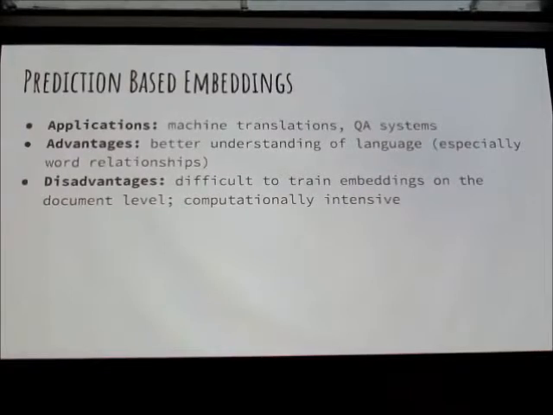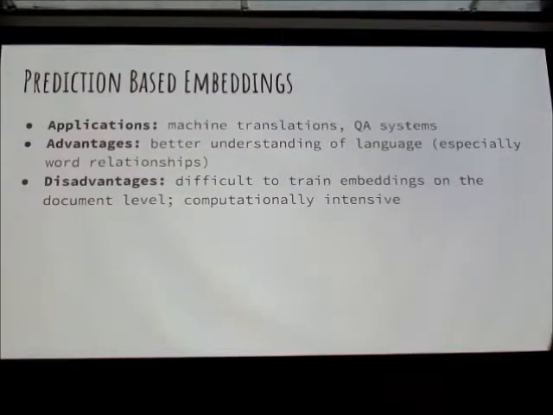So you provide a question, and the network returns an answer. The advantages of prediction-based embeddings is that it has a better understanding of language, especially with word relationships, and the disadvantages is that it's difficult to train, especially on the document level, and it's very computationally intensive. So when Google trained their word2vec embeddings, they actually trained it over a web crawl of 100 billion words. So in order to do this on the document level, on the phrase level, imagine how many phrases you would need to make that possible. As a result, it's very hard for most people to train their own prediction-based embeddings.